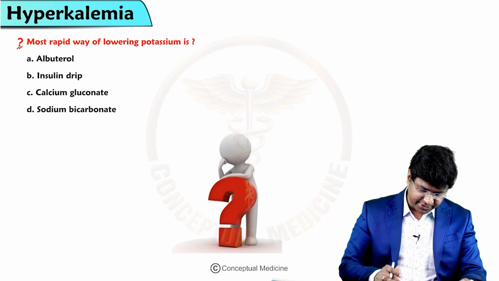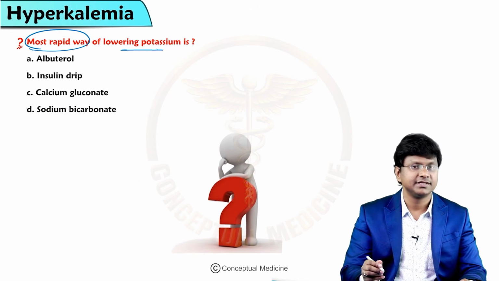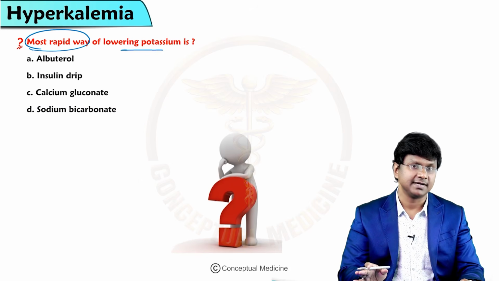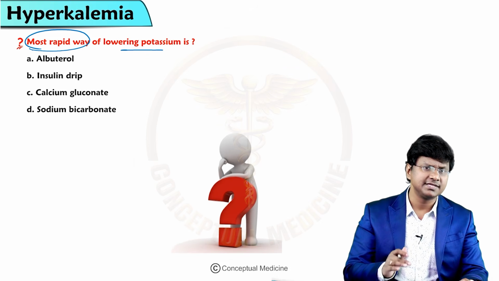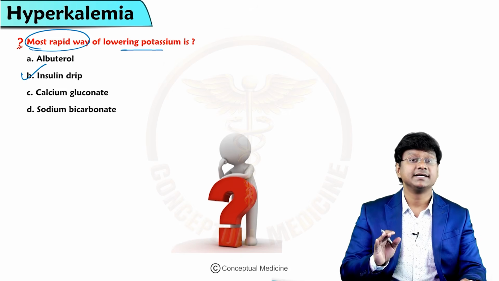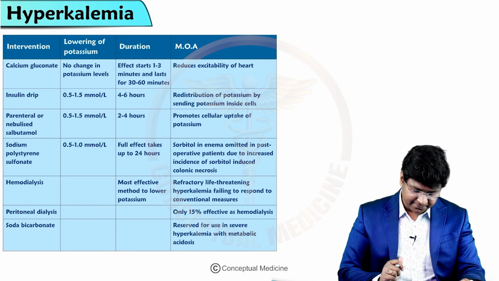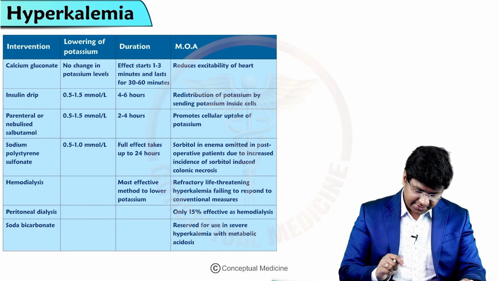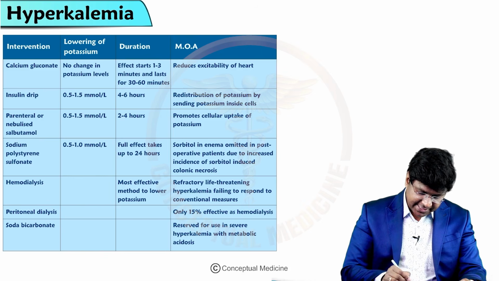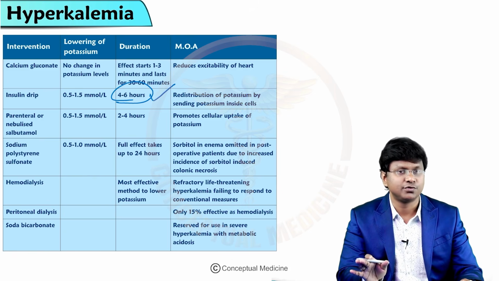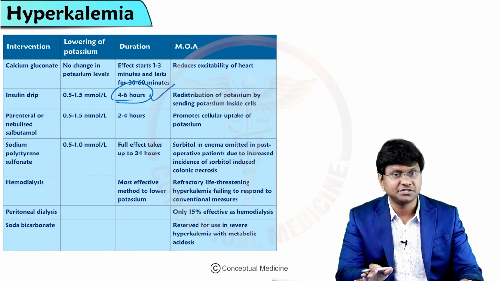The next question is, what is the most rapid way of lowering the potassium levels? Albuterol, insulin drip, calcium gluconate, sodium bicarbonate. The rapid way of lowering the serum potassium levels is by the insulin drip, right? If you see this table, for the insulin drip, the onset of action will be within 10 to 15 minutes and the action will last for nearly 4 to 6 hours. But the rapid method by which the potassium can be reduced is by insulin drip.